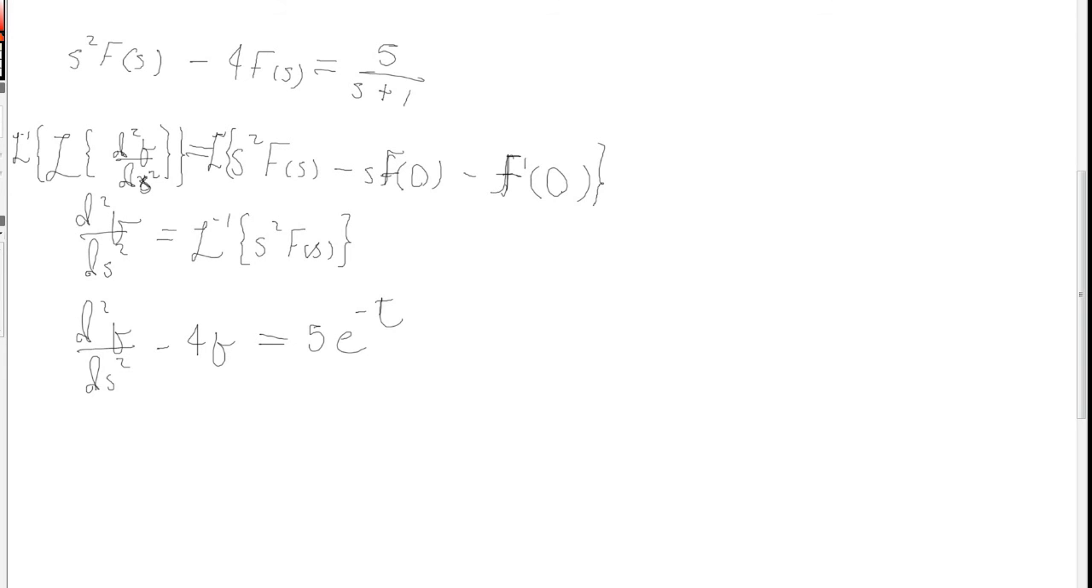Interesting, because this looks like something that you can use the method of undetermined coefficients to solve. Clearly r is plus and minus 2. And so our conclusion is that the homogeneous equation is this. Does that look familiar? Now for the particular function, let's say that f is equal to a e to the negative t.